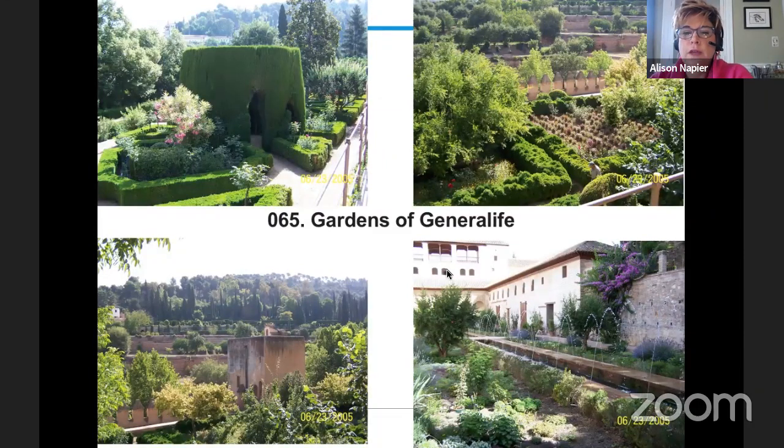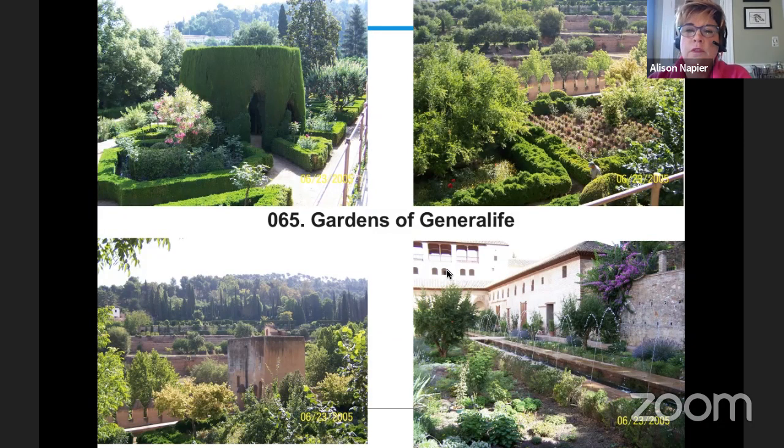The Generalife, these gardens in the time of Ferdinand and Isabella, when they sent out people all over the globe to explore, not just Columbus, but others, they requested that they bring back seeds. So there are seeds of different plants from all over the Spanish Empire. The American magnolia grows here, as well as some other plants not indigenous to the region.